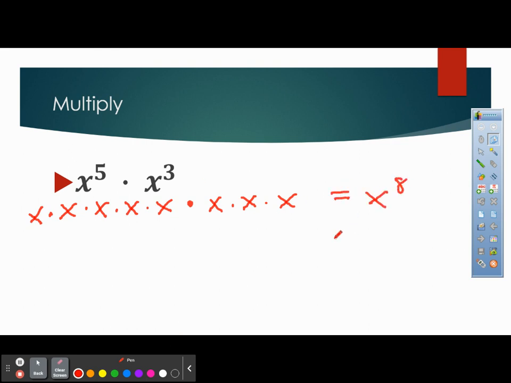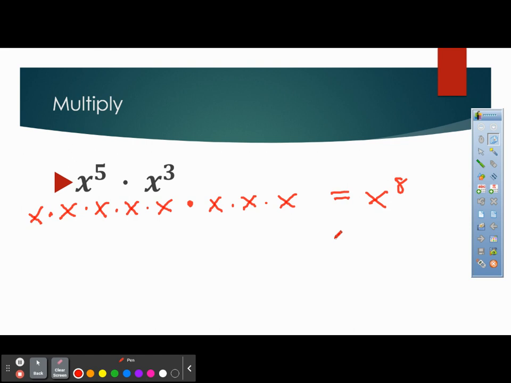Yeah, remember, if you have 2 times 2 times 2, that's 2 to the 3rd power. If you have x times x times x, that's x to the 3rd. If you have x times x times x times x times x times x times x times x, that's x to the 8th. Again, math people are lazy. They're going to write the smallest thing that they can so they don't have to write as much. So that's x to the 8th. So what that tells us is x to the 5th times x to the 3rd equals x to the 8th.